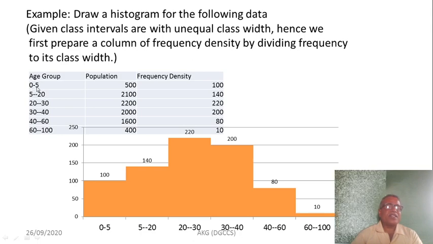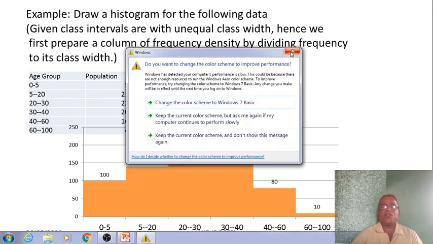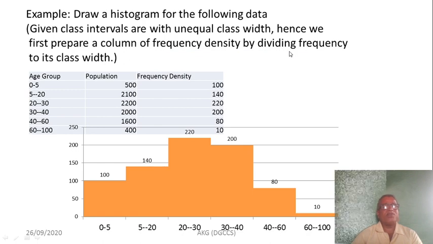The first class interval is 0 to 5 and its width is 5. For 5 to 20, the class width is 15. Class width means upper limit minus lower limit. Second, 20 to 30, the class width is 10. 30 to 40, again 10. 40 to 60, the class width is 20, and 60 to 100, the class width is 40. That means we have been given an example of unequal class widths.